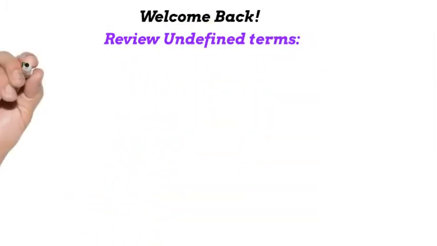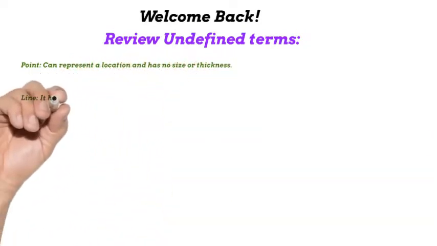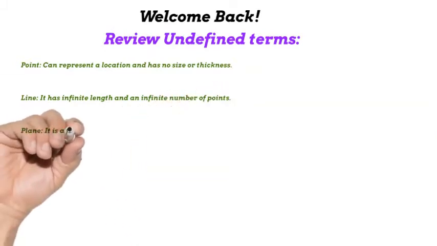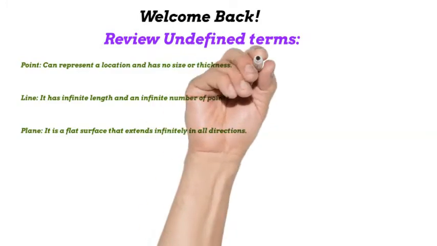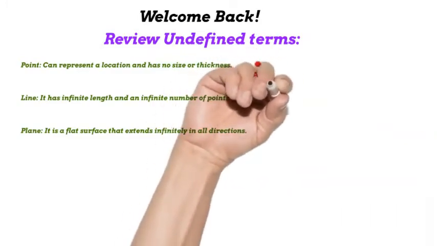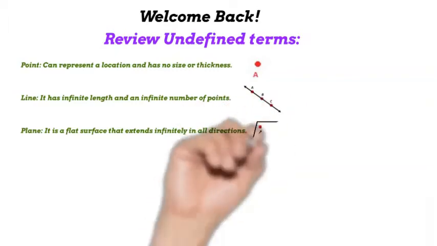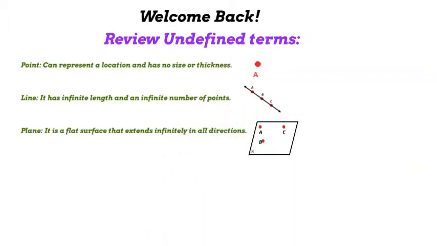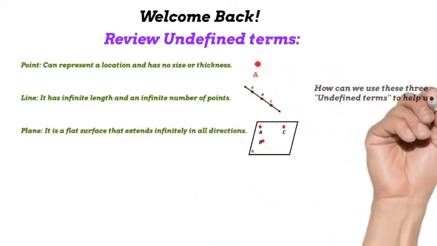You have a point, and a point can represent a location, has no size or thickness. And then we have a line. A line has infinite length and it has infinite number of points. And then the last one was a plane, and the plane is a flat surface and it extends infinitely in all directions and must contain at least 3 non-collinear points. And here is a diagram for each one of those undefined terms. So the question here is, how can we use these 3 undefined terms to help us create defined terms?